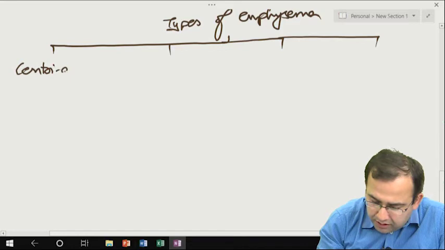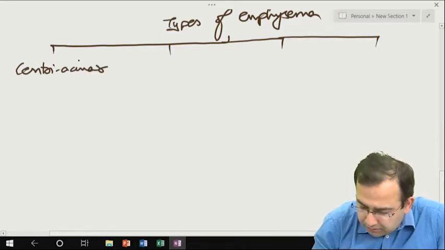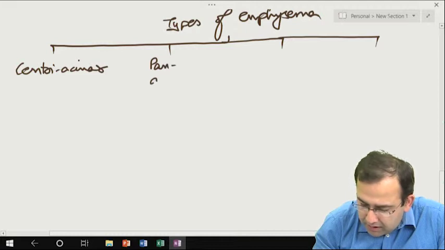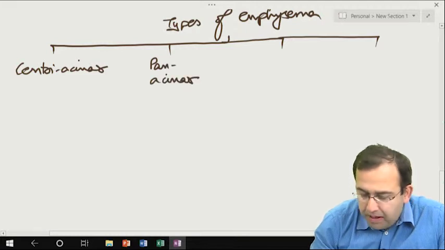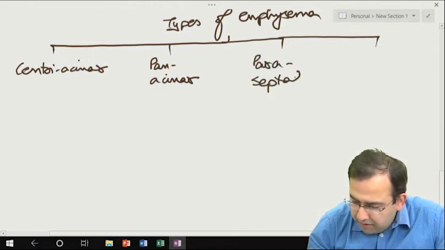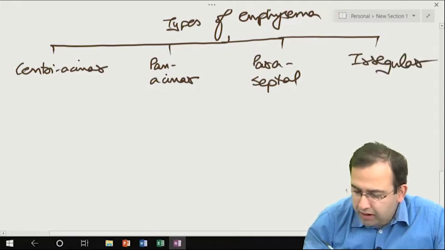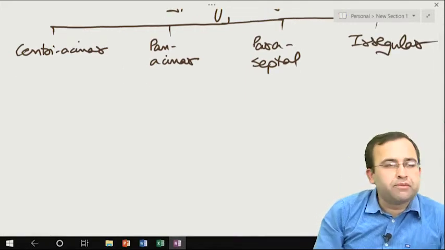It is of four types, that is centriacinar emphysema, panacinar emphysema, paraseptal emphysema and irregular emphysema. So it is of four types.